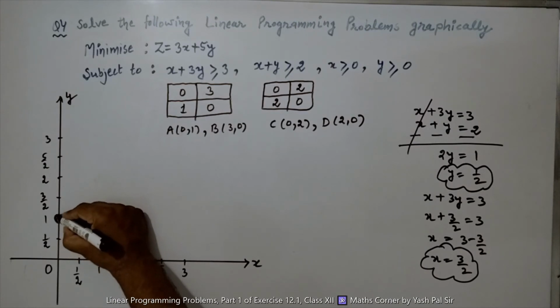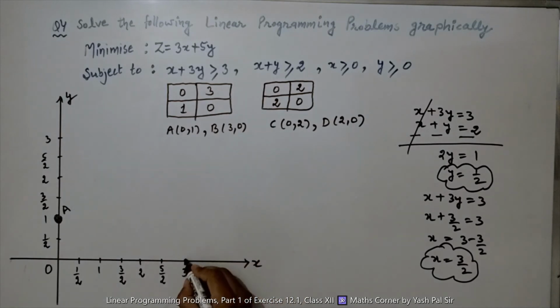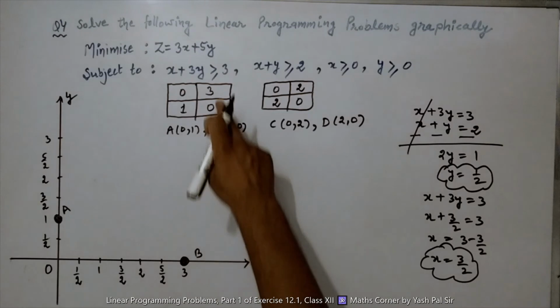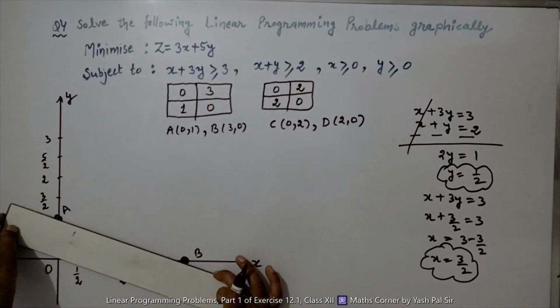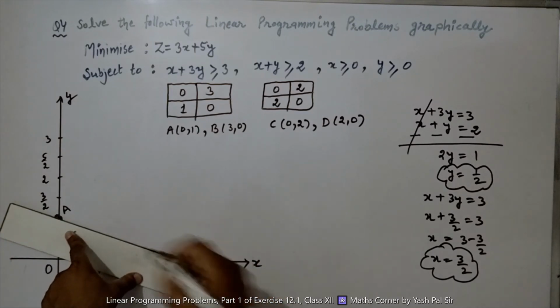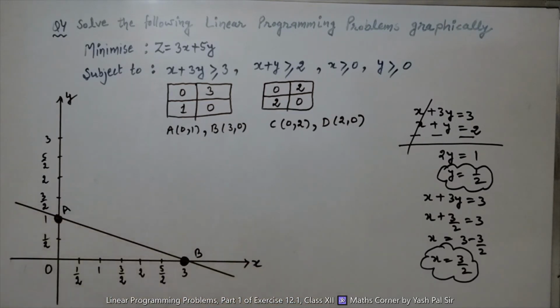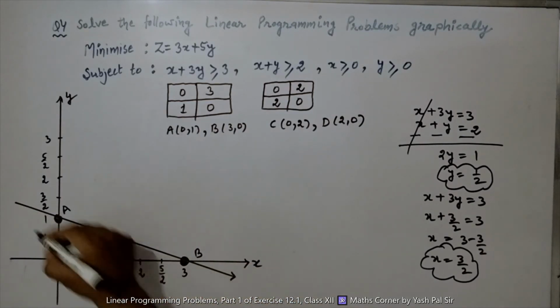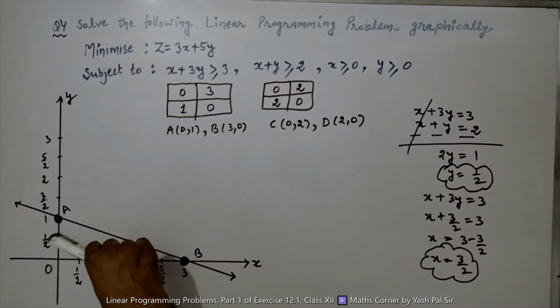Now, what is the first point? 0, 1. X is 0, y is 1. So this point is A point. Second B point is 3, 0. So this is the B point. Because of this equal to sign, these 2 points are to be joined with a dark line. We make arrow sign to both directions because this line can be extended to both sides. Okay.